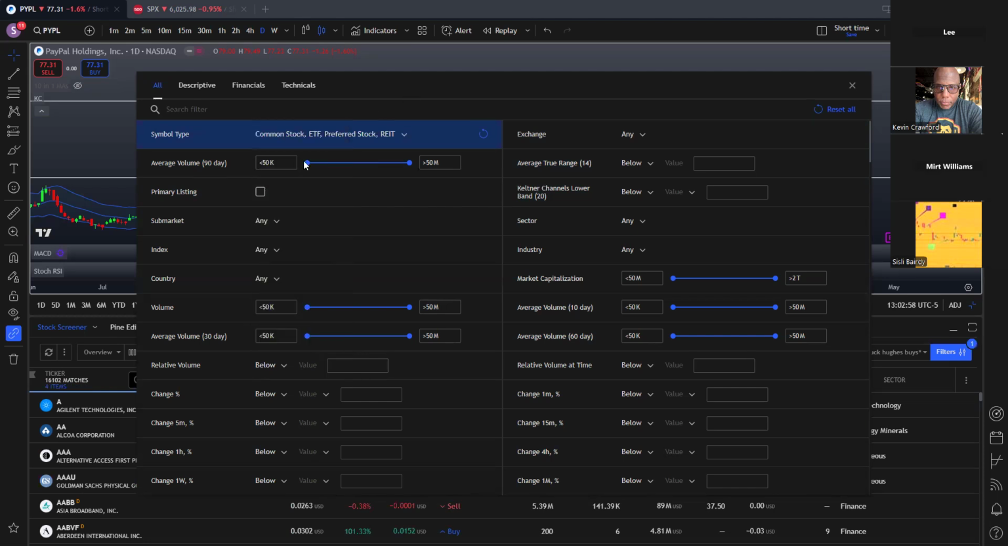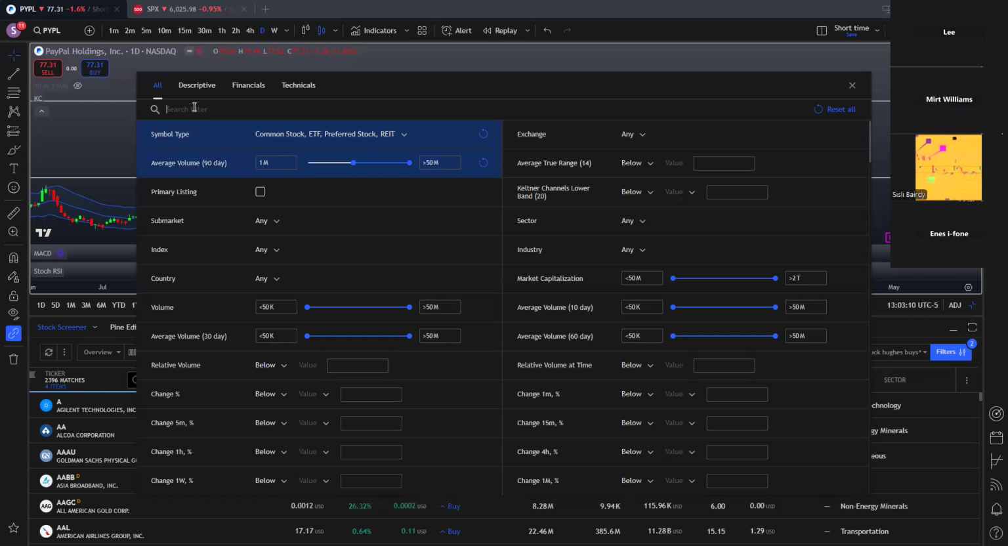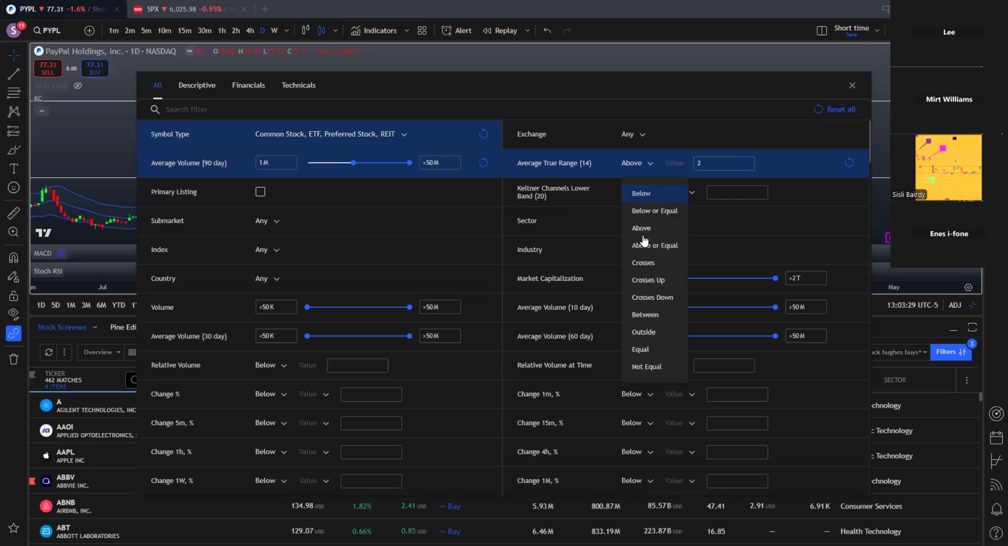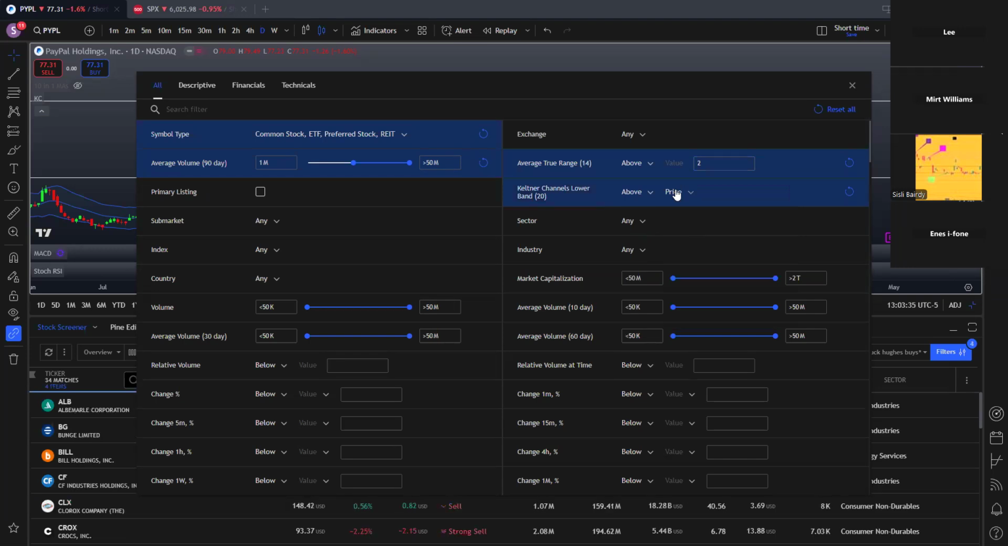My average volume over the 90 days, I need, let's just put a million to 50 million. No, more than 50, greater than 50 million. What else do I need? I need that average true range, like how I have here. So I would type in average true range over 14 days. I need that above $2 a day. What else do I need? I need that Keltner channel to be above price for this particular strategy. I'm trying to think of anything else I need. The exchanges.